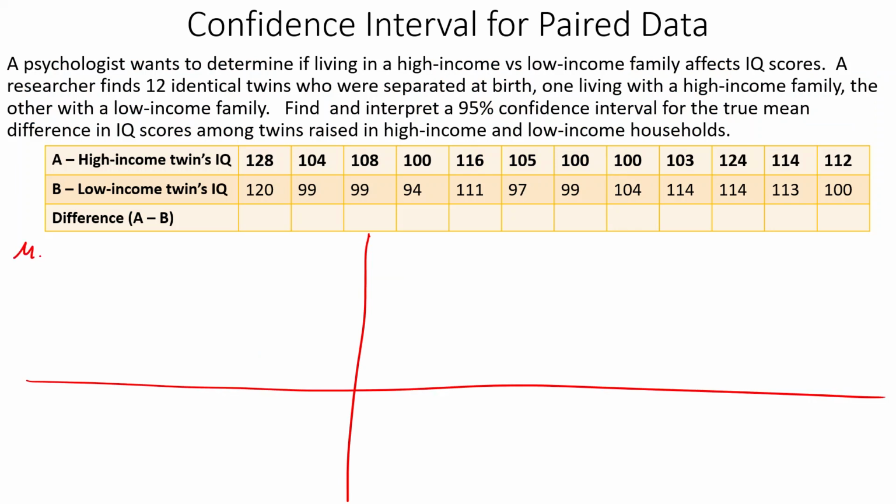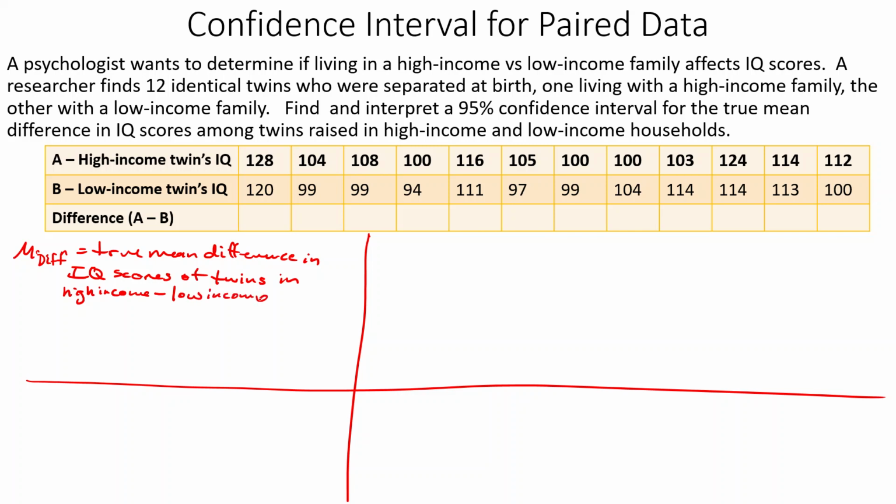So our mean difference, I like to use capital D for whatever reason, is the true mean difference in IQ scores of twins in high income minus low income families. There we go. I was going to say houses. Families. All right, so that's sometimes kind of long, but that's okay.